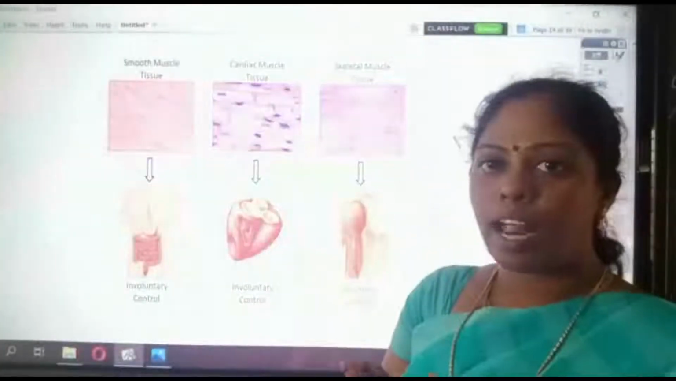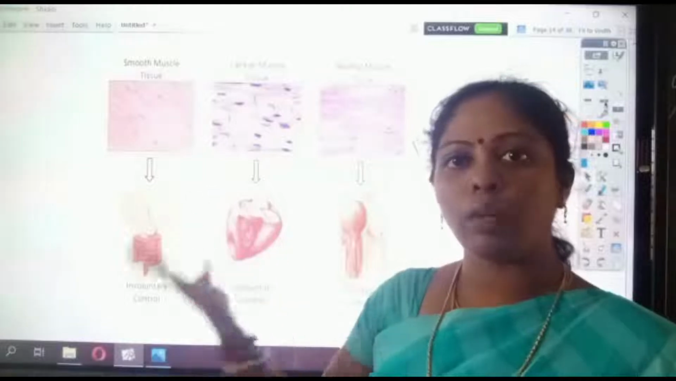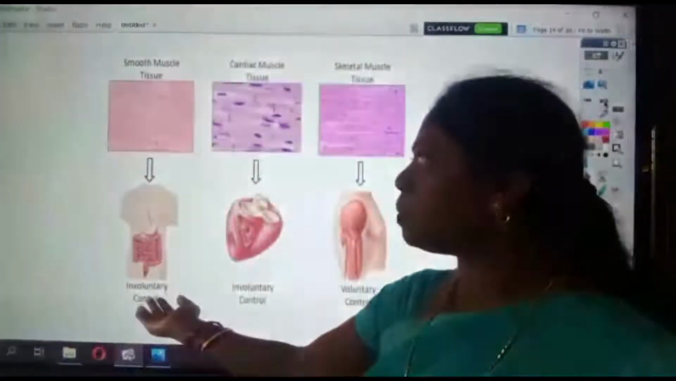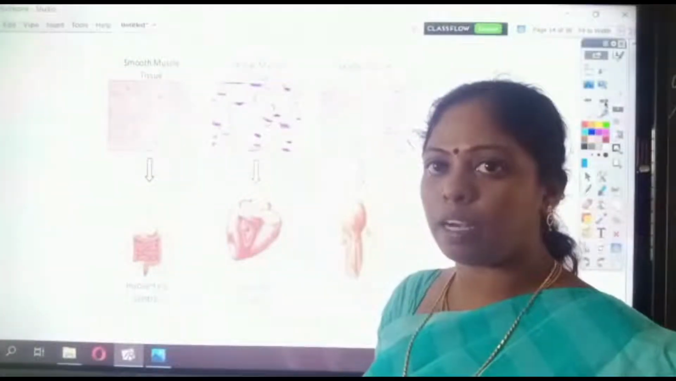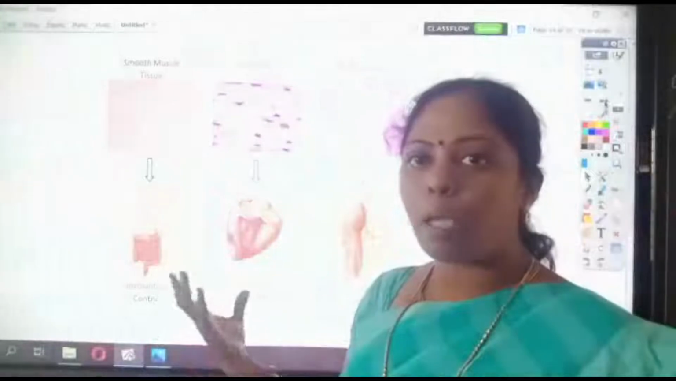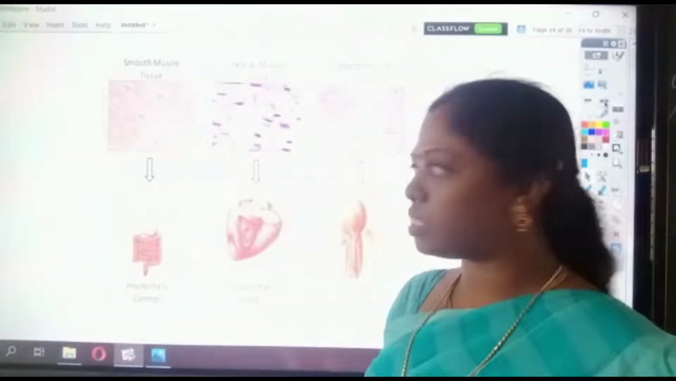We can classify these muscles into two. One is the involuntary muscle and the other is the voluntary muscle. Involuntary muscles are the muscles present in our intestines, respiratory tract, etc. They are called smooth muscles. We won't be able to voluntarily move those muscles, so they are involuntary muscles.